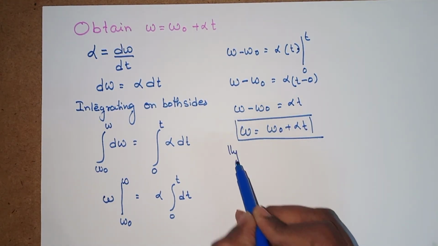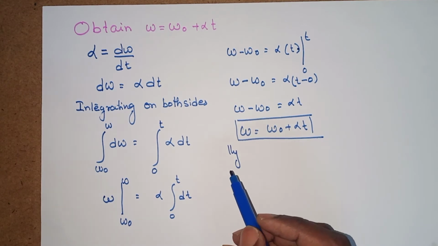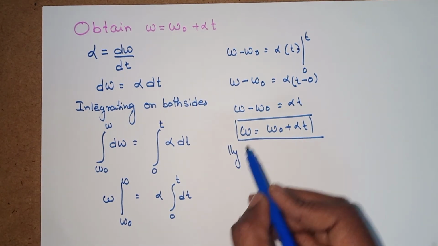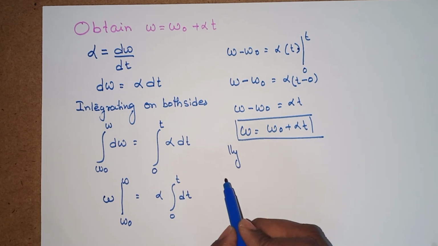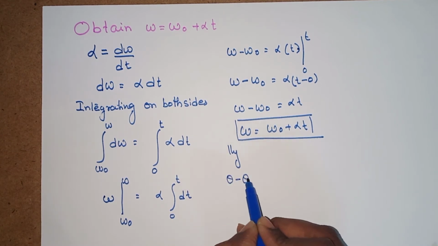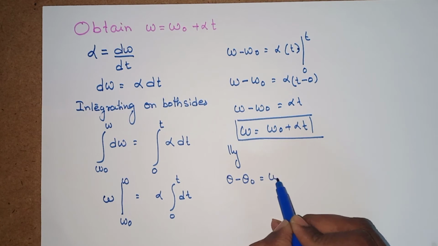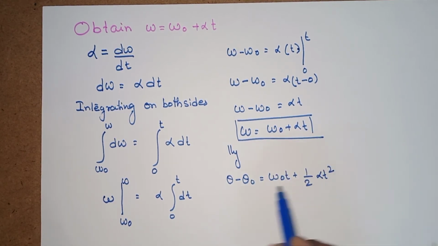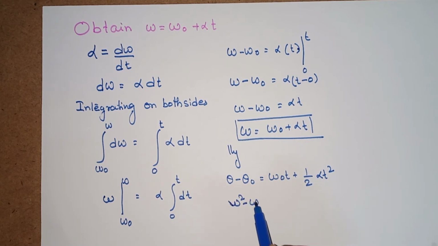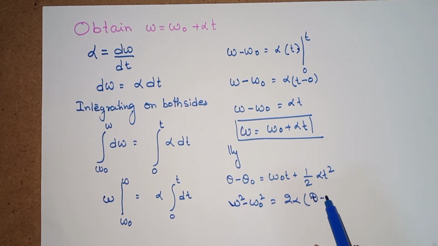In a similar way we can analyze; the same procedure we had seen in the third chapter. Theta minus theta naught is equal to omega naught t plus half alpha t square is another equation, and omega square minus omega naught square is equal to 2 alpha into theta minus theta naught.